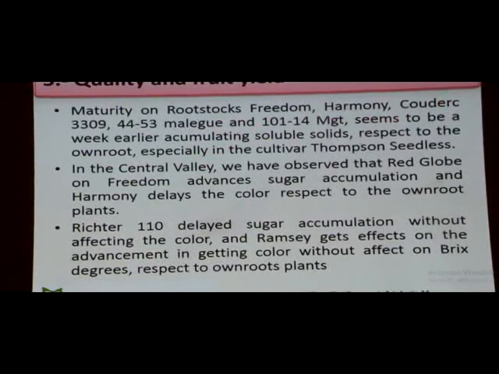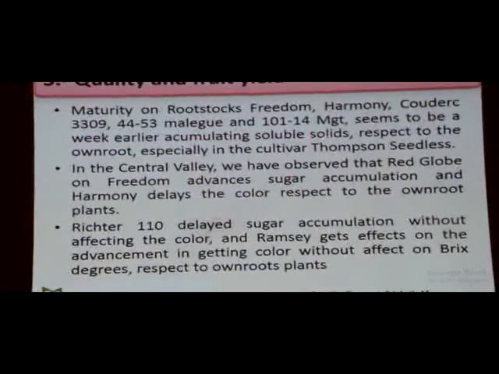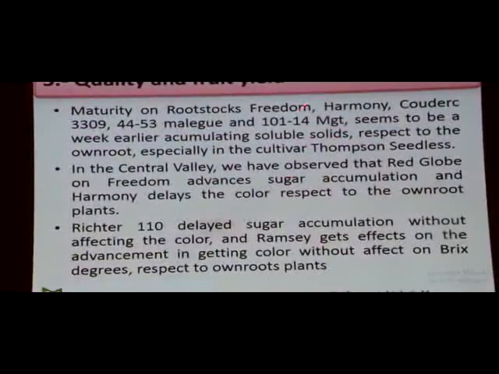But Freedom and Harmony and these other rootstocks seem to be early at accumulating soluble solids. Freedom, Harmony, and the other ones.